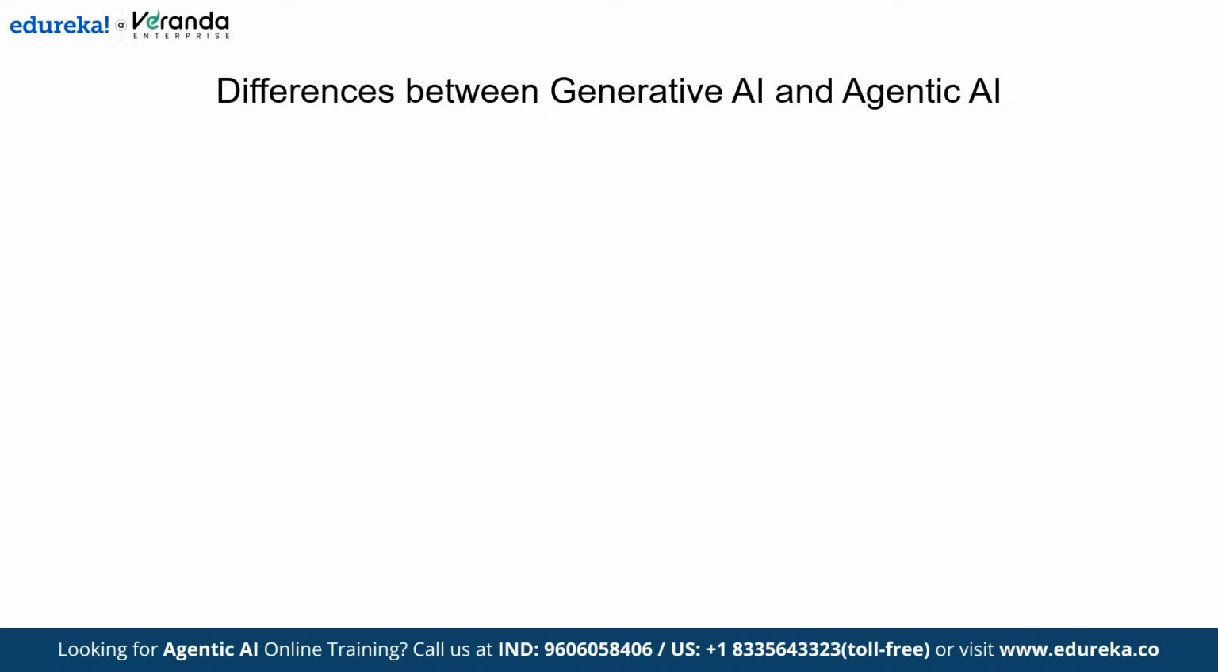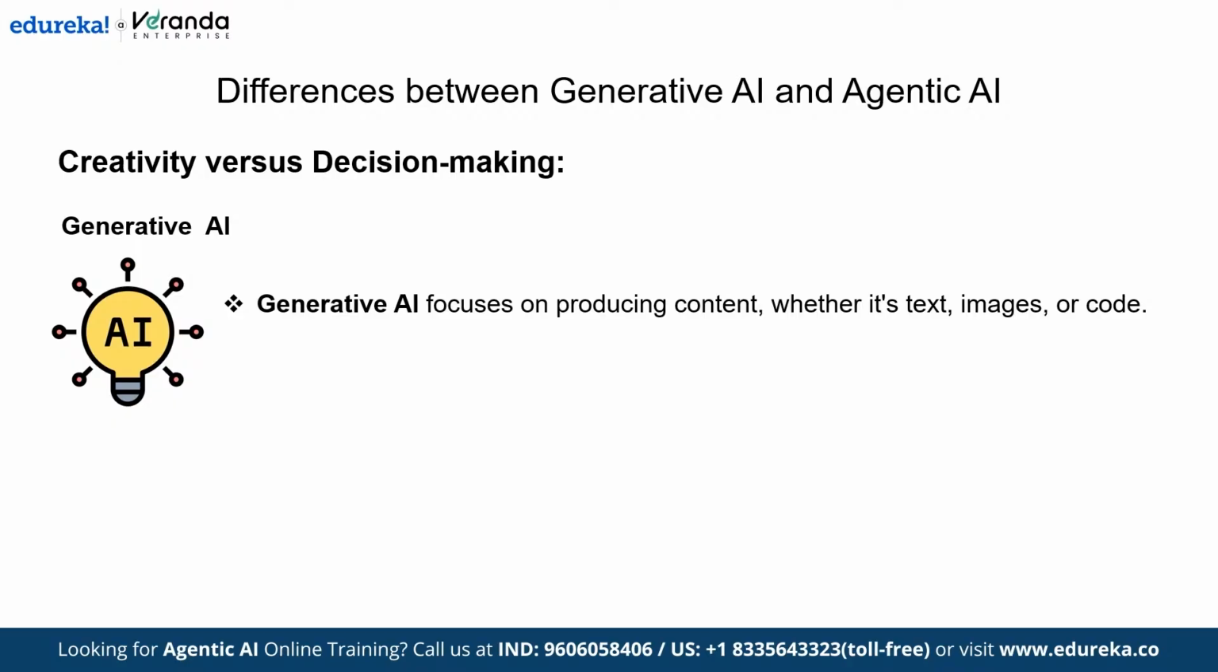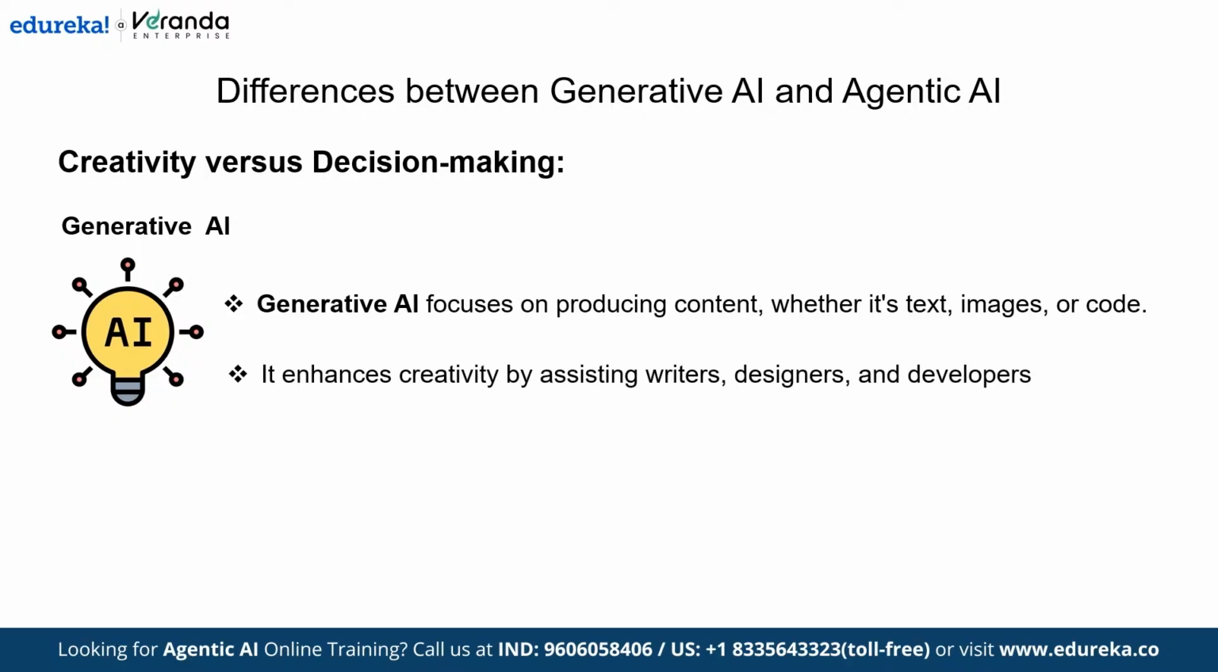Let's see the key differences between generative AI and agentic AI. Generative AI and agentic AI serve different purposes, each with unique strengths and applications. The key distinction comes down to creativity versus decision making. As previously discussed, generative AI focuses on producing content, whether it's text, images, or code. It enhances creativity by assisting writers, designers, and developers. But it lacks true autonomy. It only works when prompted and doesn't make any decisions on its own.